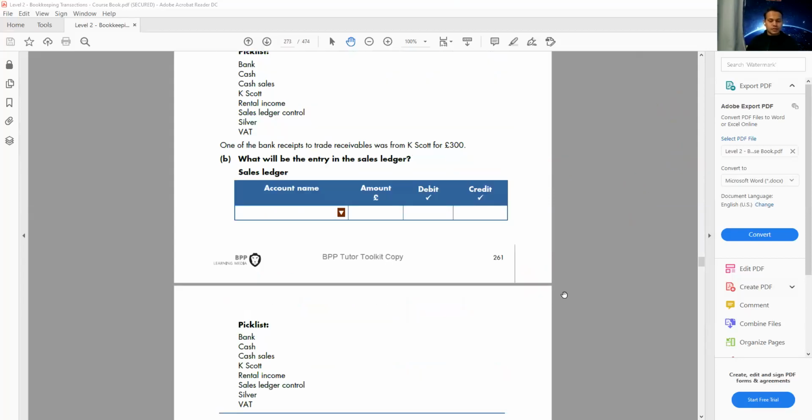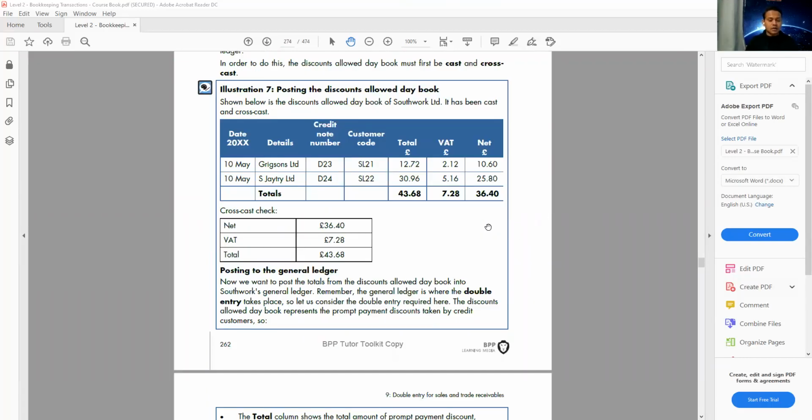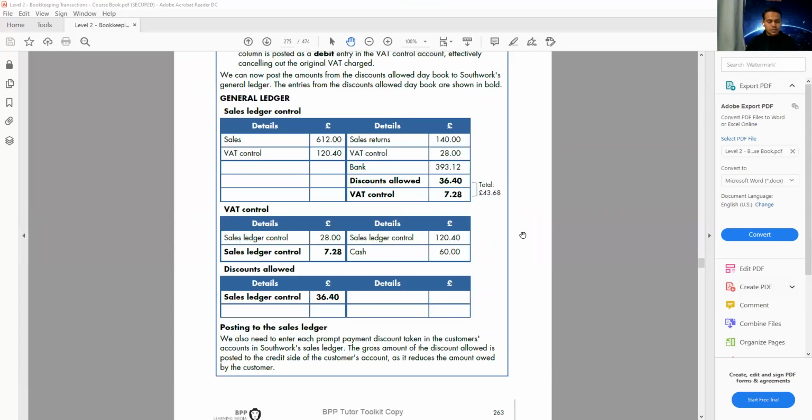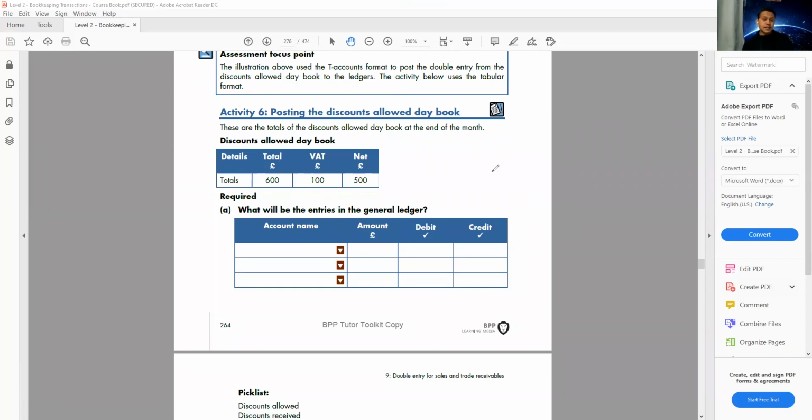Let's move on. The next book we have is the discount allowed day book, posting from the discount allowed day book. On the discount allowed day book, we can see how much discount we have given to our customers. We cannot receive the discount, we give the discount to our customers. On the discount allowed day book, we only record the amount of discount we're giving to the credit customers. Remember that we cannot receive the discount. We can only give the discount.